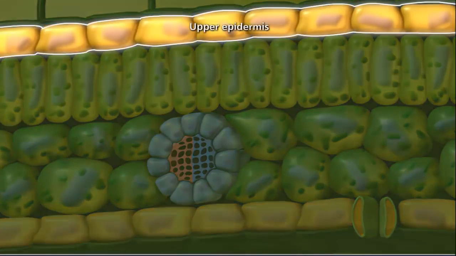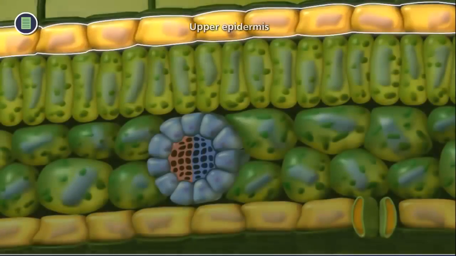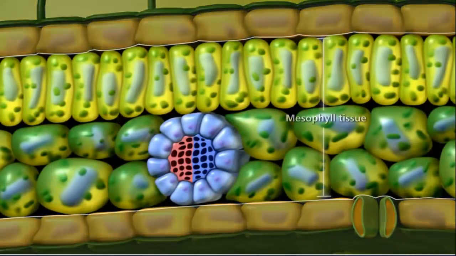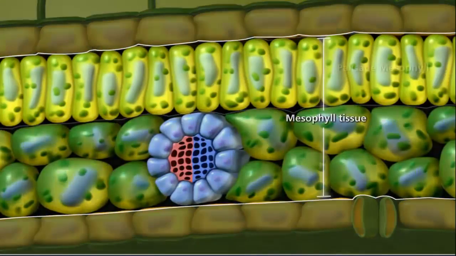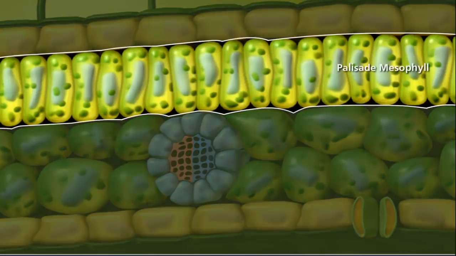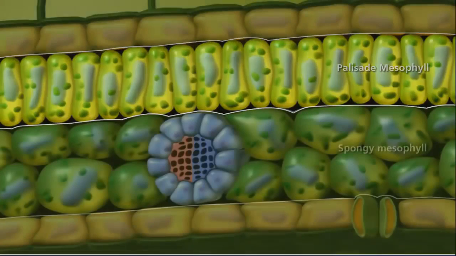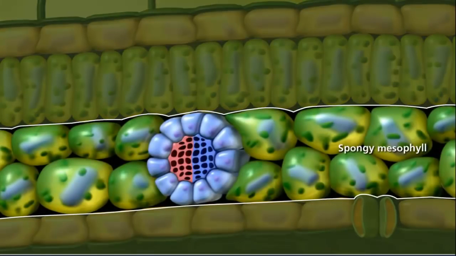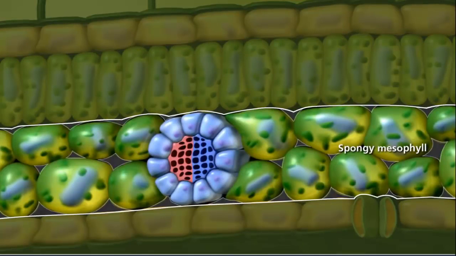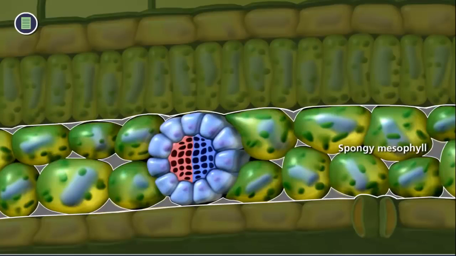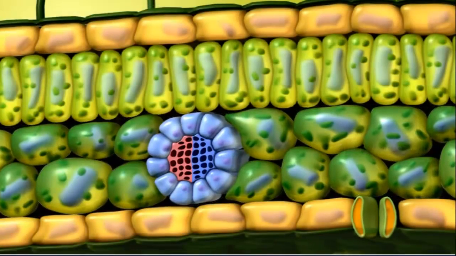The upper epidermis is one cell layer thick and provides a protective covering. Below that layer is mesophyll tissue. Cells in the palisade mesophyll layer are sites for photosynthesis and secretion, as well as storage of food and water. The spongy mesophyll layer contains a looser arrangement of cells, where spaces between cells aid in gas exchange and the passage of water vapor from the leaves.